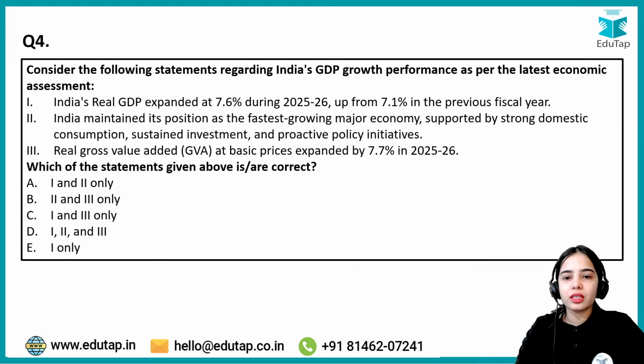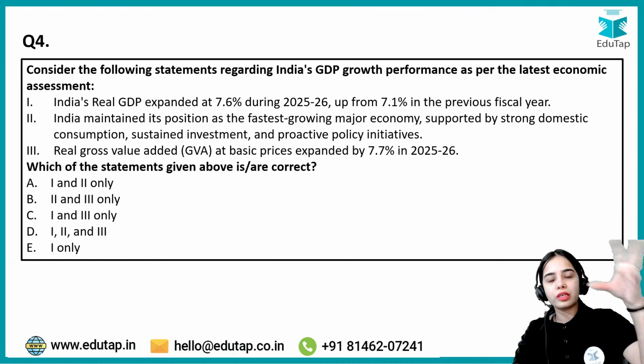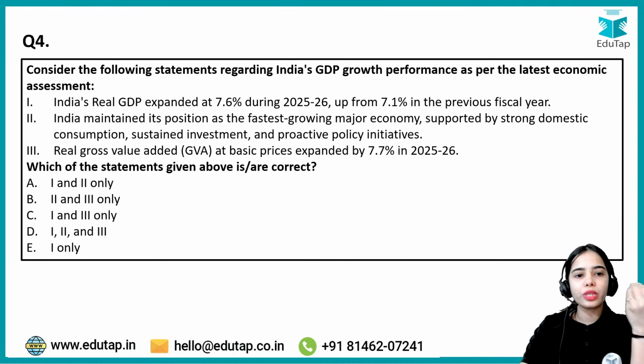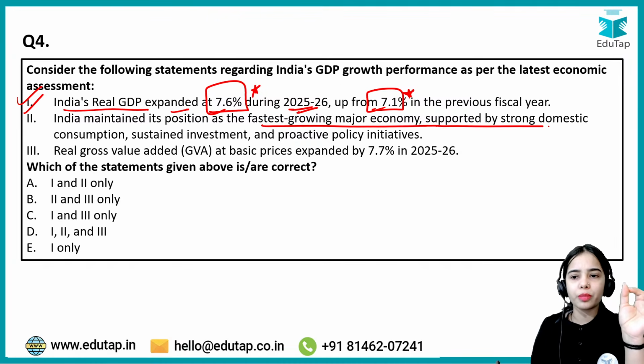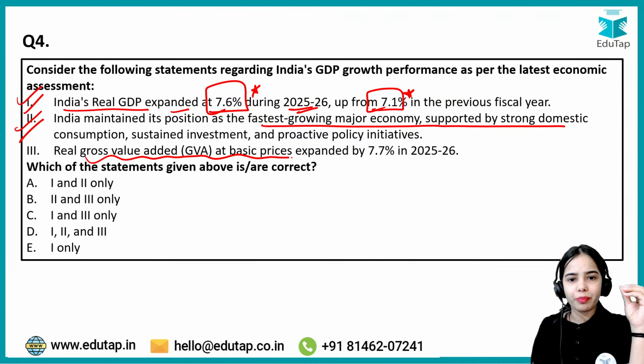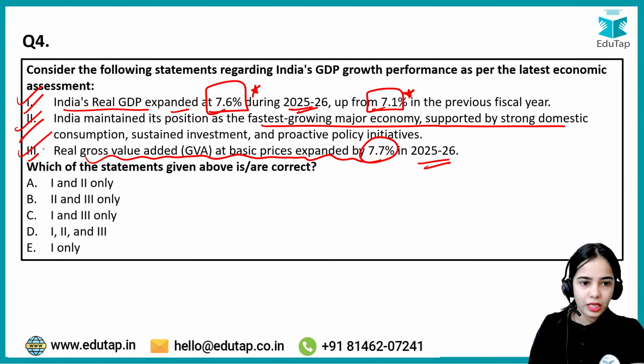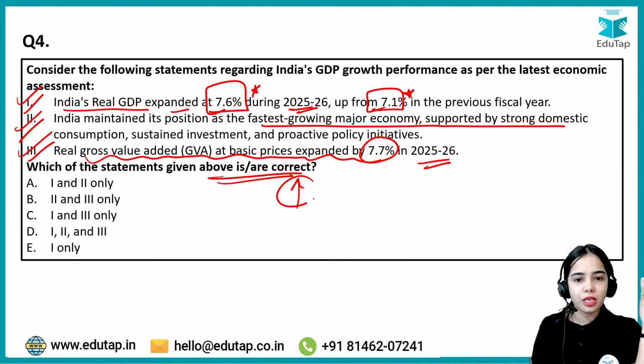Now coming to the next one regarding India. Now we have discussed the global trends or the global data. Now coming to India's data points. Okay, India's real GDP expanded at 7.6% during 2025-26. That was higher than 7.1% in 2024-25. Correct. India maintained its position as the fastest growing major economy, supported by strong domestic consumption, sustained investment, and proactive policy initiatives. Yes, correct. Real gross value added at basic prices expanded by 7.7% in 2025-26. This is also correct. So, which of the given statements above is or are correct?